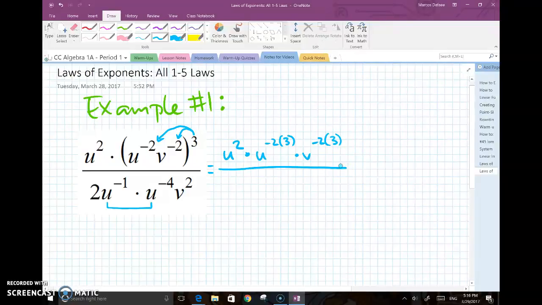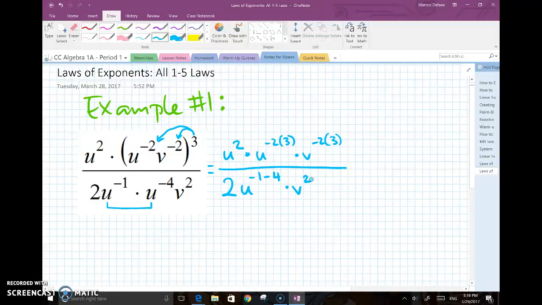Then I move downstairs and I do what I can down there. Now, down here, I have a u with the power of negative 1 and a u with the power of negative 4. According to law number 1 of exponents, when you multiply bases that are the same, you always add the exponents together. Okay? So there I go. This is times v to the second power.